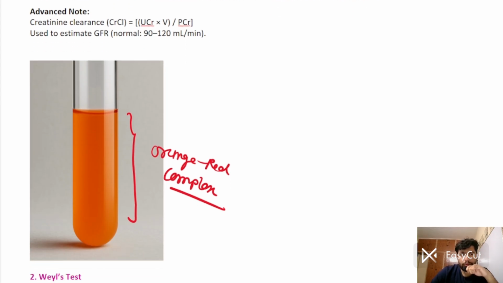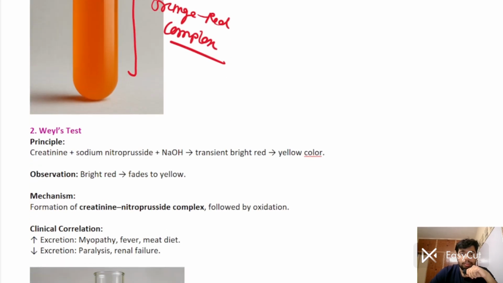What you should know in advanced clinical points, like first, is that we measure creatinine clearance. We have one formula for it. We have to measure urinary creatinine, and you have to take the plasma creatinine or serum creatinine level into the volume of urine. This is the creatinine clearance formula. Urinary creatinine also measures the estimated GFR, and the normal value of estimated GFR is 90 to 120 ml per minute.